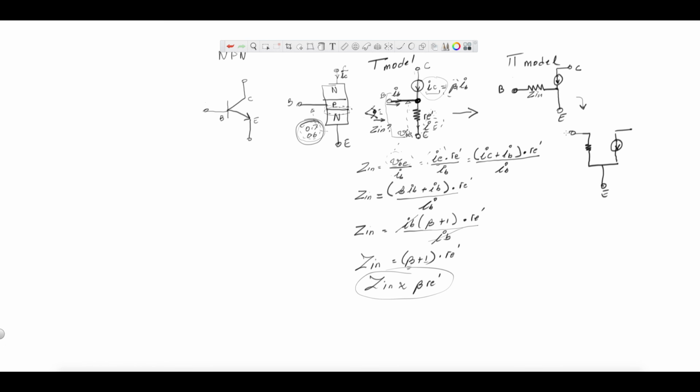So this is the equivalent model. This is the base, this is the collector, and this is still IC. But this resistance here, Zn, is beta RE prime. So you could use this model right here, which is the pi model, or you could use the T model.